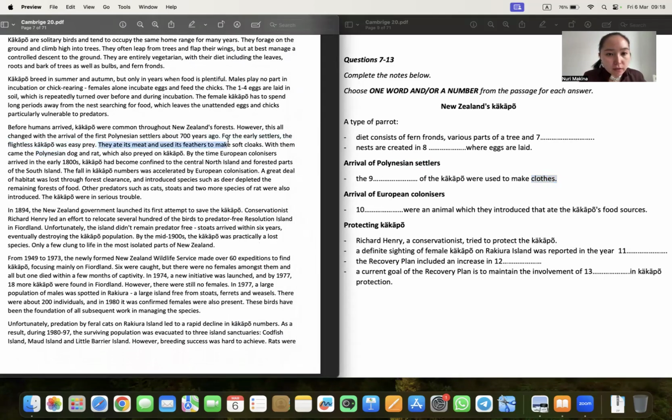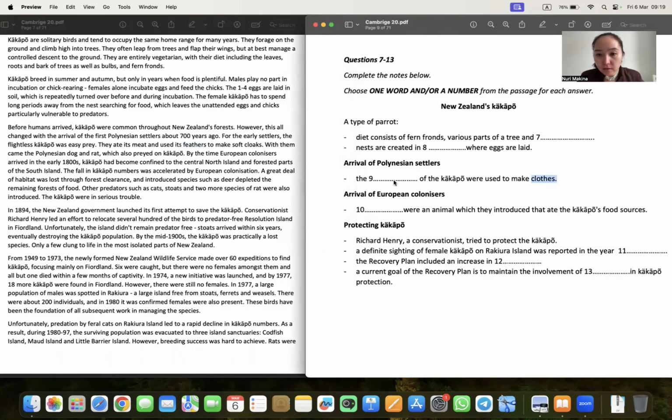They eat feathers, so soft cloaks, cloak. These are our keywords, cloaks, clothes. So what is used? The kākāpō were used to make clothes, so they ate its meat and used its feathers. The feathers, the kind of fur of an animal, like of the parrot. So here we have a parrot's feather. So the feathers of the kākāpō were used to make clothes. So yeah, that's how it's easy, isn't it?